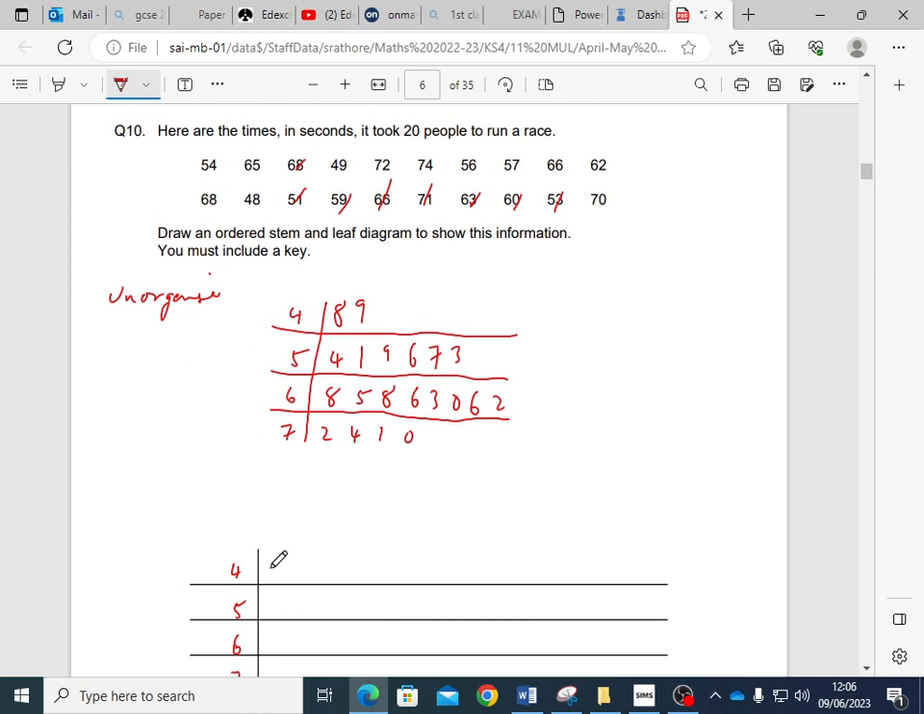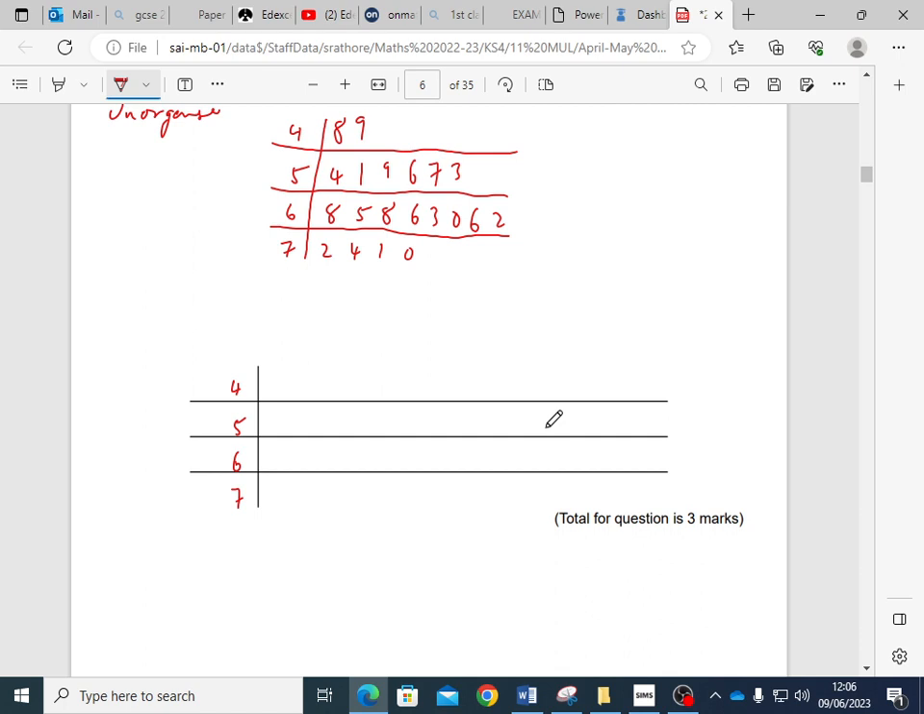And before I start, I just want to double check. There were 20. I'm just going to check this. Have I got everything there? 1, 2, 3, 4, 5, 6, 7, 8, 9, 10, 11, 12, 13, 14, 15, 16, 17, 18, 19, 20. Okay, so I've got all my people in the stem, so I haven't missed anybody out. Always double check, make sure we got everything.